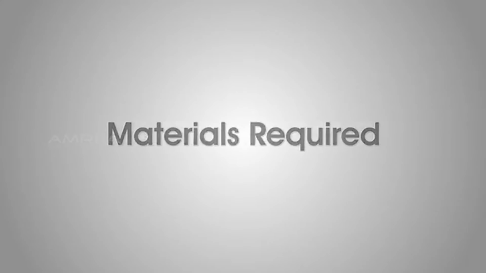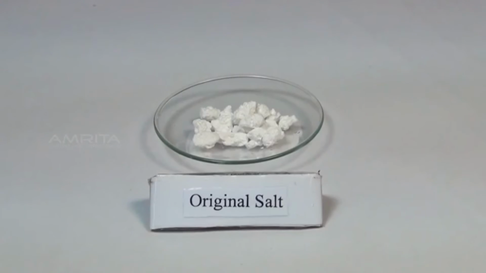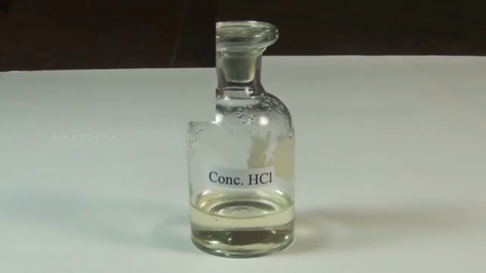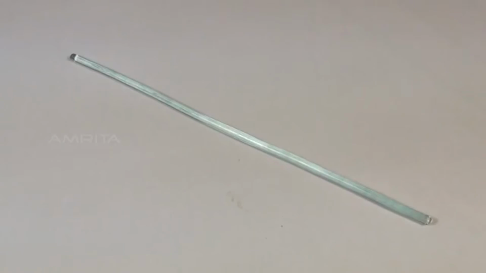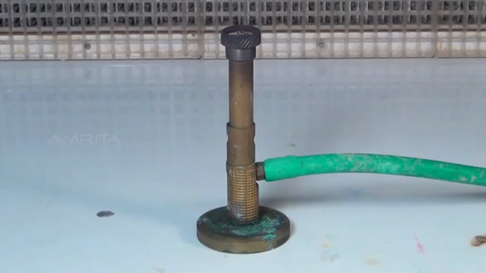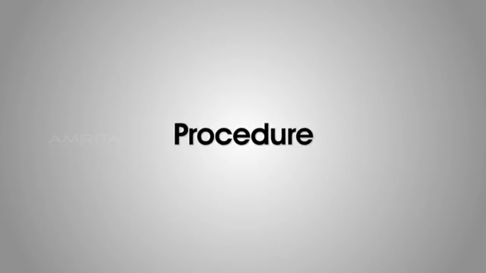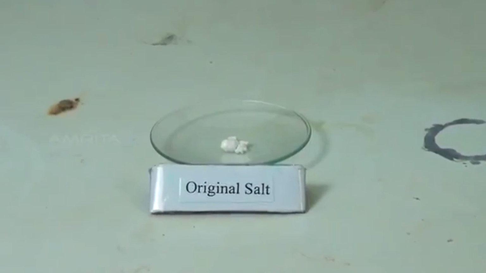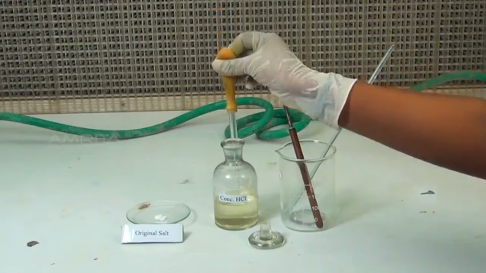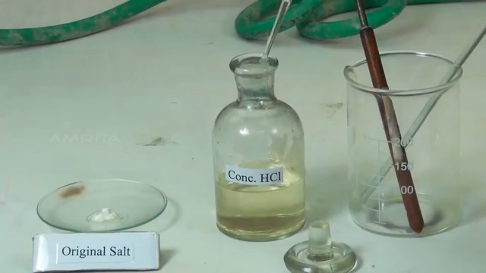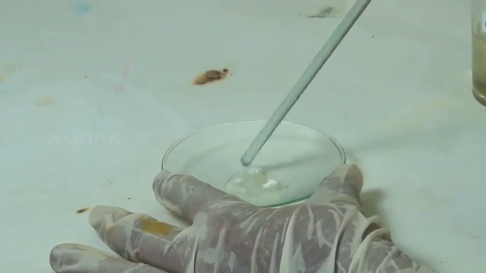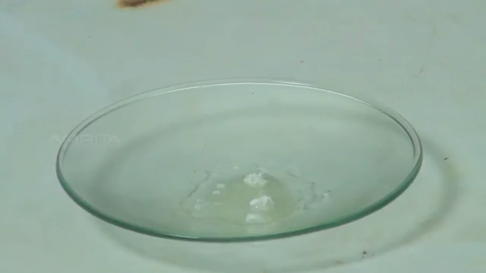Materials required: original salt in a watch glass, concentrated hydrochloric acid, dropper, glass rod, platinum wire loop, and Bunsen burner. Procedure: take a small quantity of the salt in a watch glass. To this, add a few drops of concentrated hydrochloric acid using a dropper. Mix the contents of the watch glass using a glass rod to make a paste.